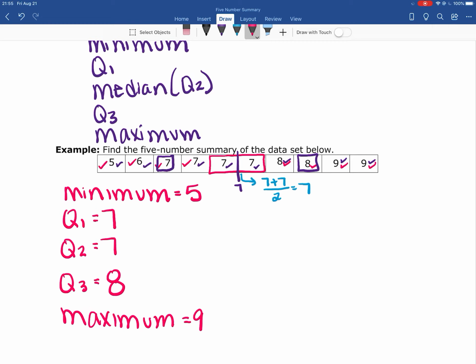So this data set didn't have a very wide range. It also had a lot of repeating 7s. So sometimes you will end up with quartiles that are the same number, and that's totally okay. So this is the 5-number summary.